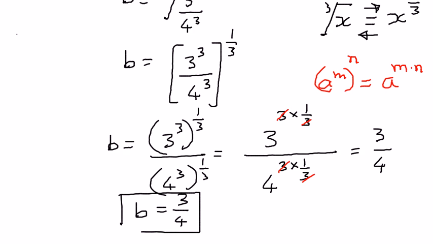The value of b is equal to 3 over 4. This is the way we find the value of the base in this case, and this is how it is done. In my next presentation, we shall see more examples on evaluating logarithms.